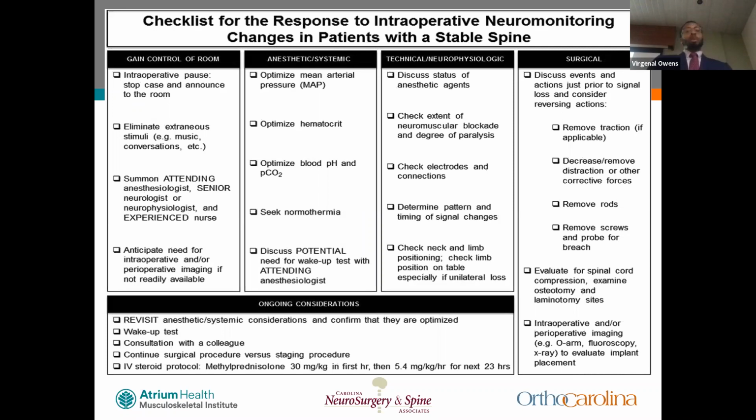And then other considerations is, like I said, the wake-up test. Consulting a colleague is also very helpful to make sure that you can bounce ideas with somebody and make sure you're doing the right thing. And then one of the hardest things to think about is, should you continue the surgical procedure or should you stage it? Is it safe to stop? Sometimes when you destabilize a spine and you have to put in stuff to stabilize it and neurologic complications happen, I feel like that's one of the hardest things to think about: how far do we go here and is it safe for the patient?